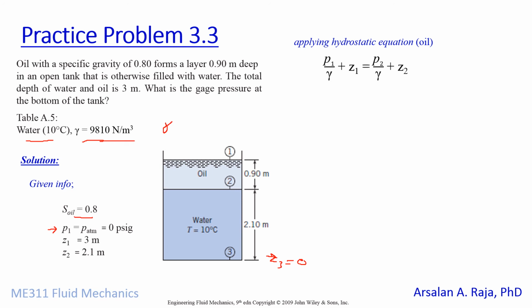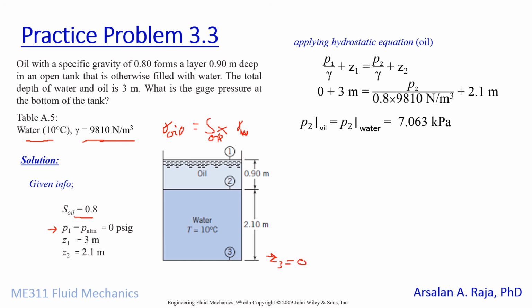So for the gamma of oil, you will multiply S of oil with gamma of water, and you will get the value for oil. Insert the values, and with simple multiplication, addition and subtraction, you will get the value of pressure at point 2 here, which will be equal to 7.063 kilopascals. Note that the pressure experienced here will be the same pressure experienced here, but when you divide this pressure by gamma, you will get a different Pz value, which is piezometric pressure, at the oil water interface.